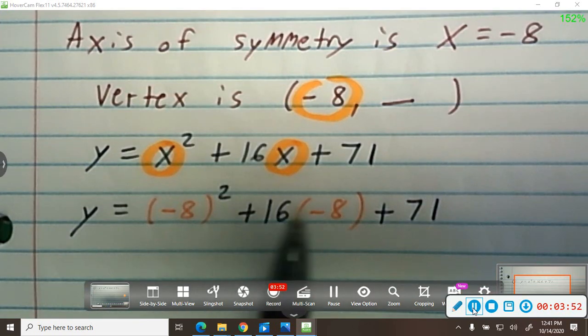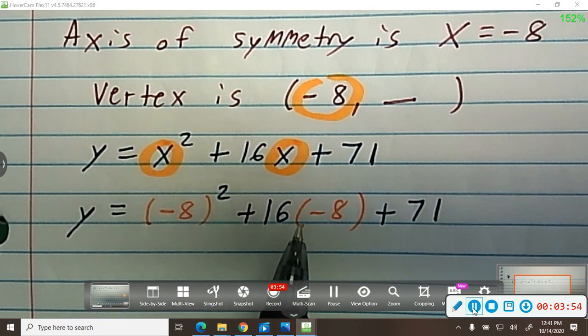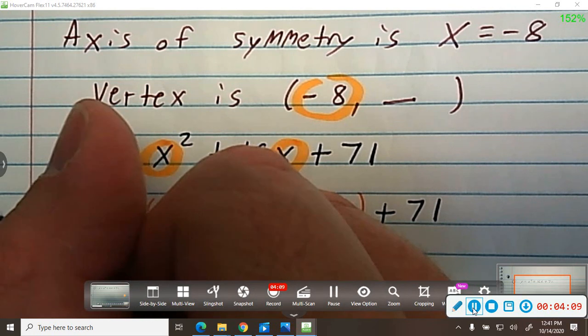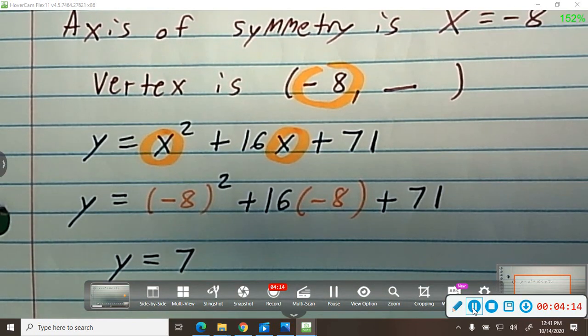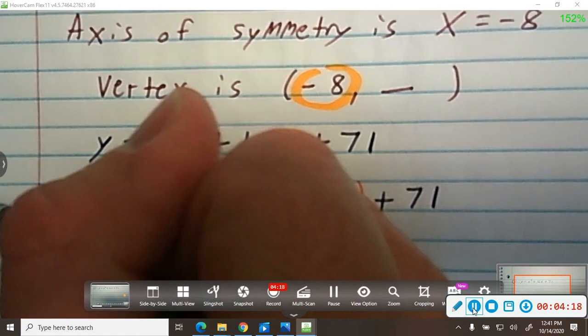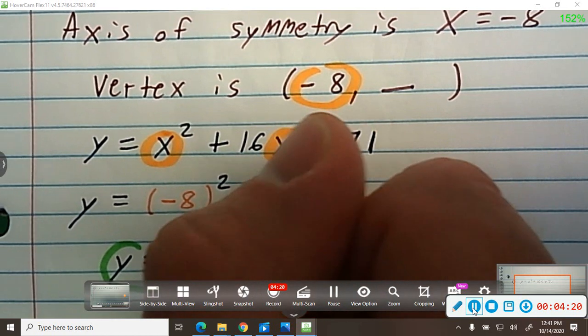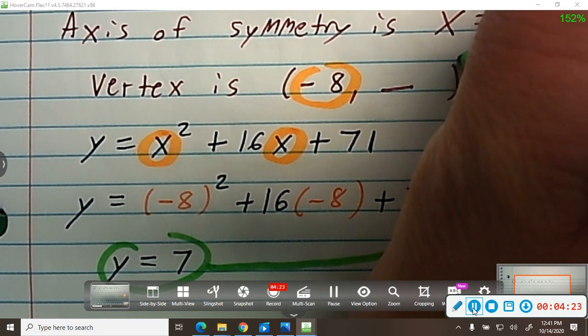Now I'm just going to type this in a calculator. I mean, it's 64 plus whatever that is plus 71. I'm just going to type that in and see what I get. So parenthesis negative 8 parenthesis squared plus 16 times negative 8 plus 71 is 7. So now I could plug in the vertex. I know that y is 7, so I could put 7 into the vertex for the y value.